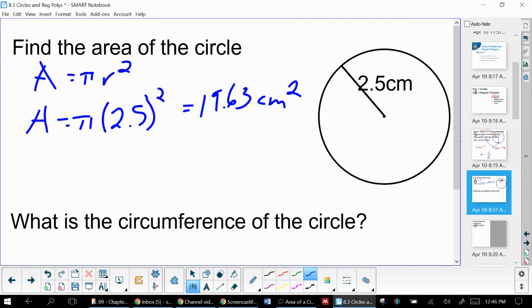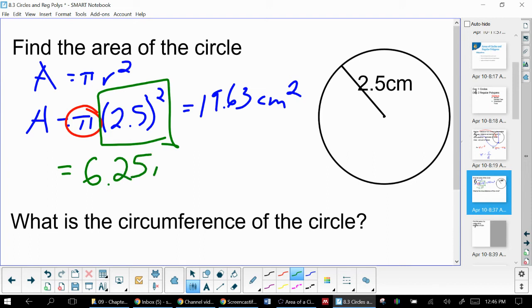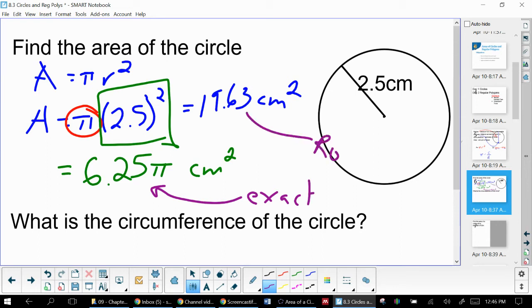Now, the other option is we sometimes like to leave these answers in terms of pi. And so to do that, all you're going to do is type in everything except the pi on your calculator. So just the 2.5 squared, which my calculator is saying is 6.25, and I could leave this as 6.25 pi centimeters squared. The nice thing about this one here is that this is an exact answer, whereas this one is rounded.